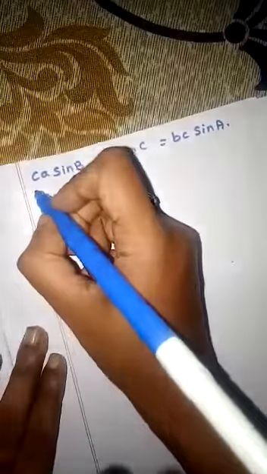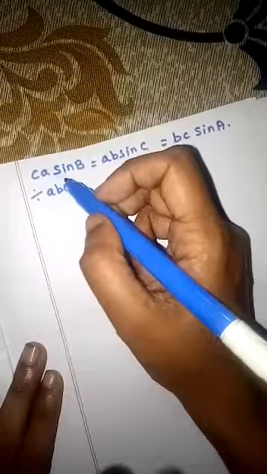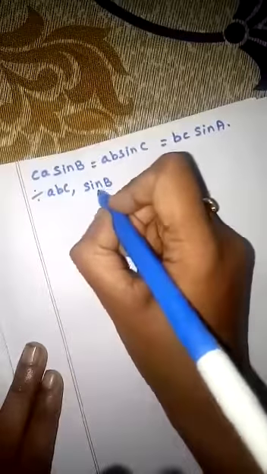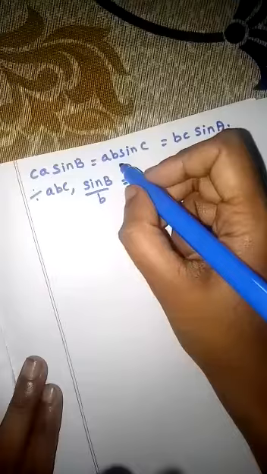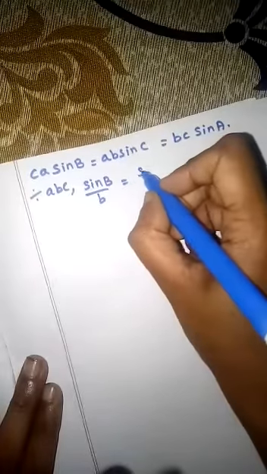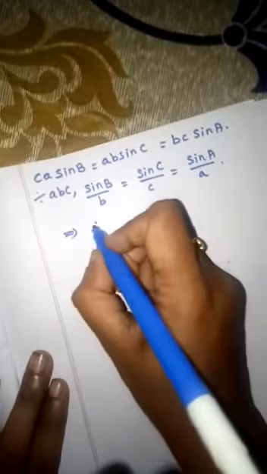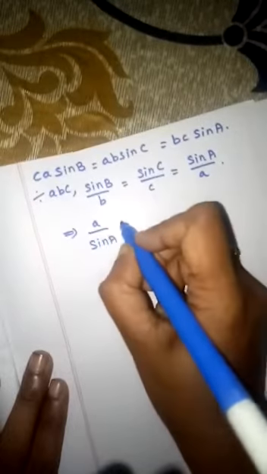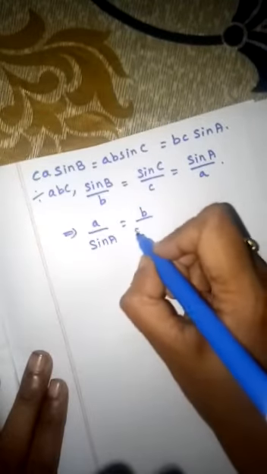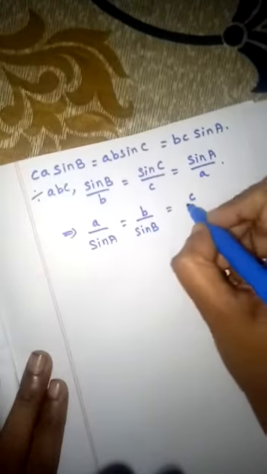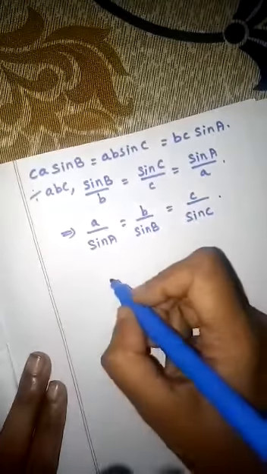Now you can divide by ABC. So when we divide by ABC, what will you get? Here A and C we can cancel, B will be remaining. So sin B by B equal to, here when we divide by ABC, C will be there. So sin C by C. Here A will be remaining. So sin A by A. Now you can take the reciprocal. So I am writing in order: A by sin A equal to B by sin B equal to C by sin C. So hence proved.